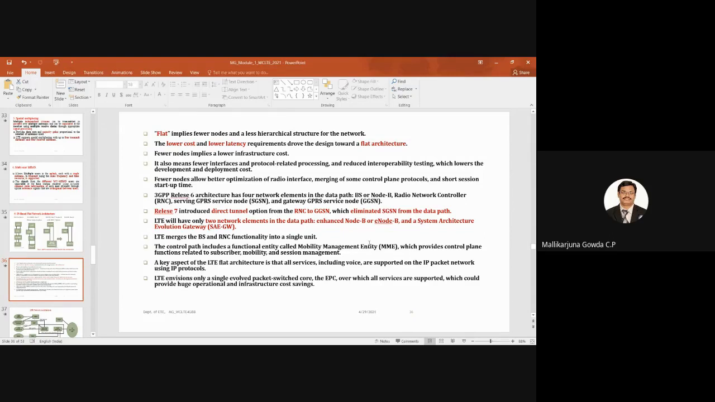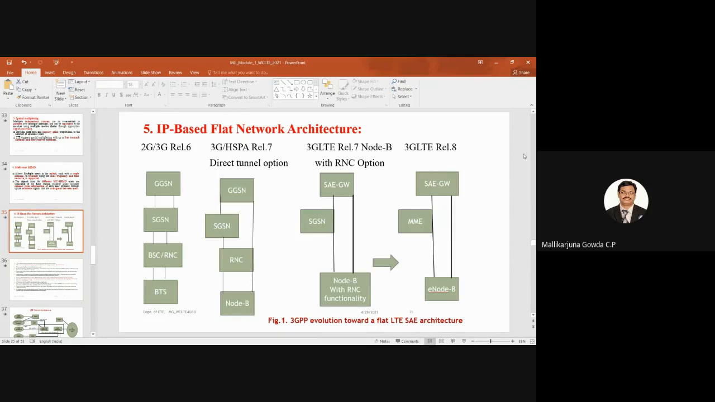It provides control plane functions related to subscribers, mobility and session management. So the key aspect of this LTE flat architecture is that it is an IP based flat network architecture. It can provide all services, and all services here include voice services and data services also. As I said, in case of 2G, to provide voice services it requires a circuit switched system. Whereas this is basically a packet switched system.